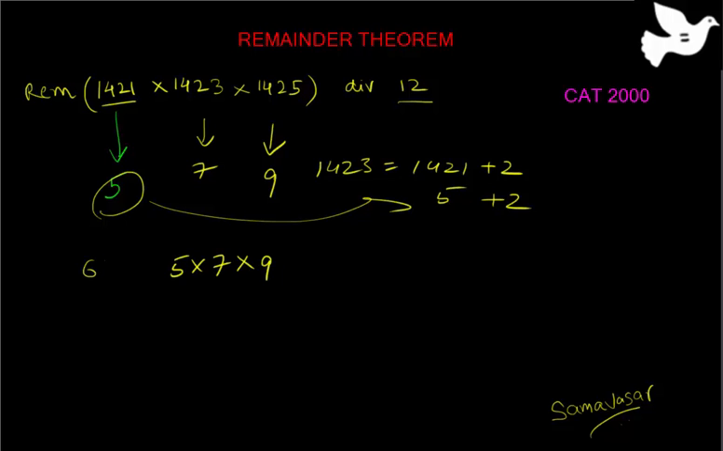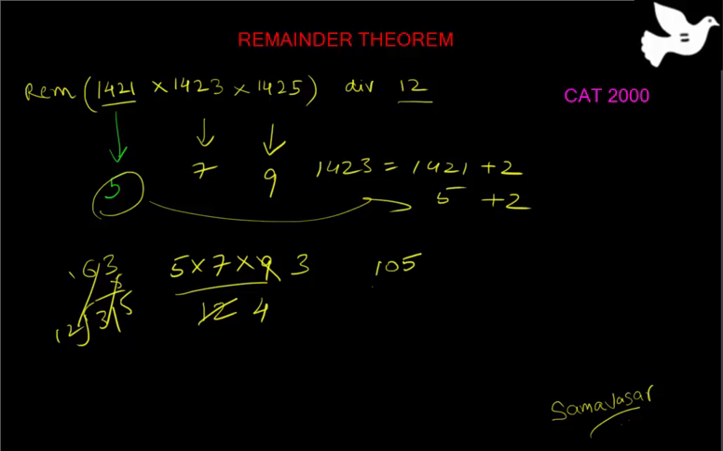by 12. So that is 315 divided by 12. Or in fact, let me use another concept here. So we will cancel out 3 in this case. We are left with 21 fives, that is 105 divided by 4. The remainder here is 1, and because we cancel out the factor of 3, the remainder is 3.